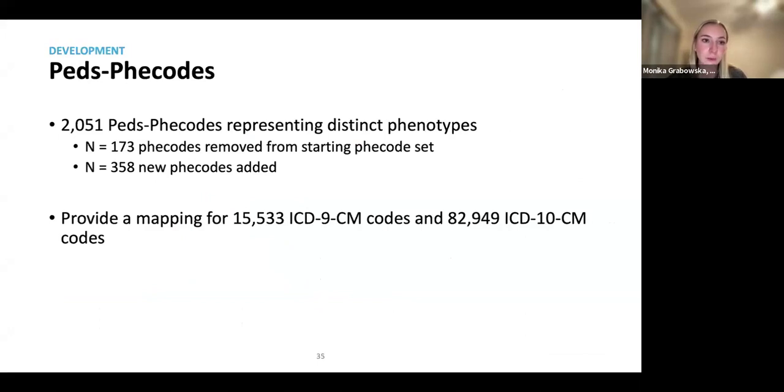Ultimately, we arrived at a stable set of 2051 pediatric phecodes representing distinct phenotypes. In this process of phecode pruning and new phecode creation, we ended up removing 173 phecodes from the starting set and then adding 358 new phecodes. Ultimately, this provided a mapping for just over 15,000 ICD-9-CM codes and just under 83,000 ICD-10-CM codes.